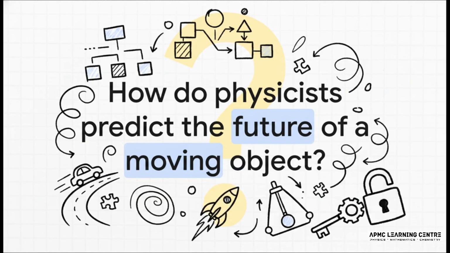How does a physicist look at something in motion and predict exactly where it's going to be? Is it some kind of magic? Absolutely not. It's a system, a repeatable algorithm. You see, motion isn't random chaos. It's just a puzzle. And by the end of this, you're going to have the key.